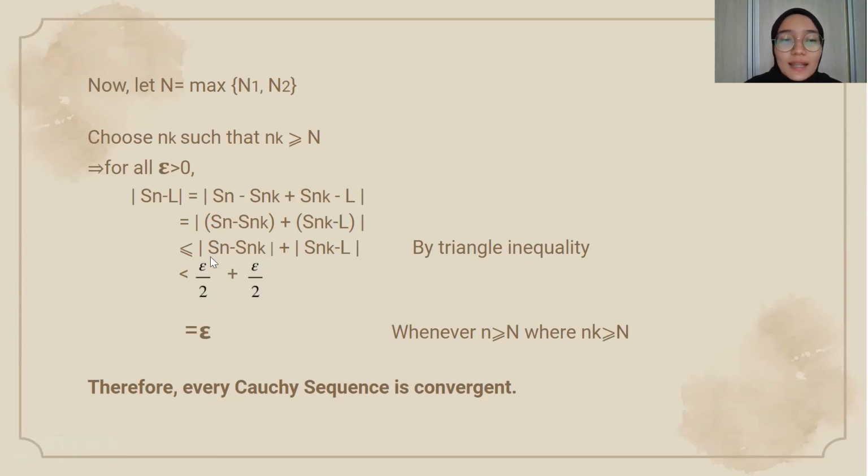From the previous slide, we have this less than epsilon over 2, and we have |Sn - Snk| also less than epsilon over 2. So for the following terms, we have less than epsilon over 2 plus epsilon over 2, which equals epsilon, whenever n is greater or equal to N and nk is greater or equal to N also. So therefore, we can say that every Cauchy sequence is convergent.